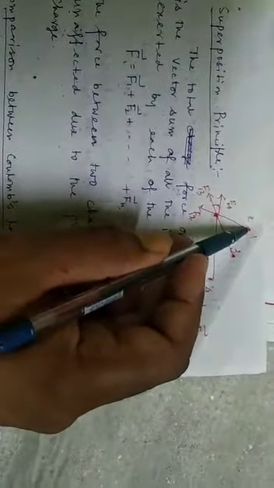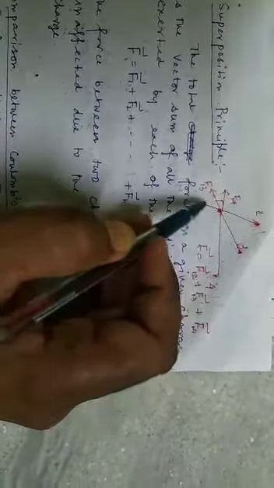Okay, what does it mean? Look at the figure. The force between the charges 2 and 1 will remain unaffected because of the presence of the charges 3 and 4. Similarly, the force between 3 and 1, that is F13, will not be affected by the presence of the charges 2 and 4. Clear? Okay.